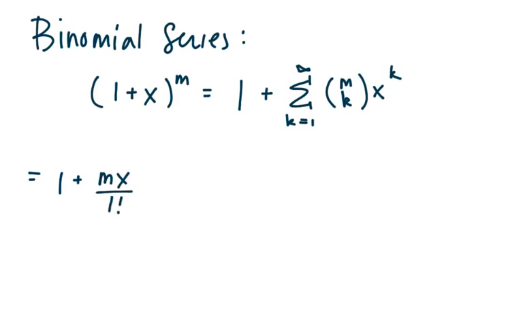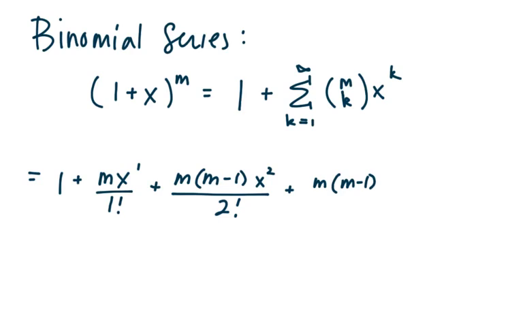So that x is to the first power, plus m times m minus 1 x squared over 2 factorial, plus m times m minus 1 times m minus 2 x cubed over 3 factorial. And this list can continue going on.